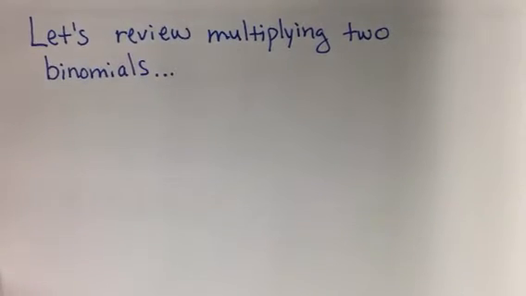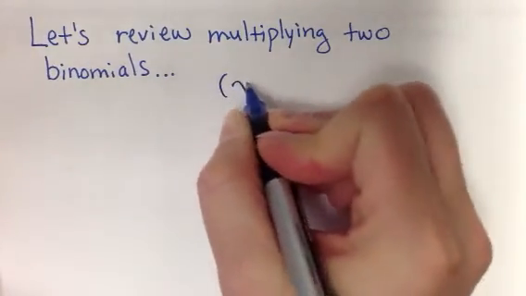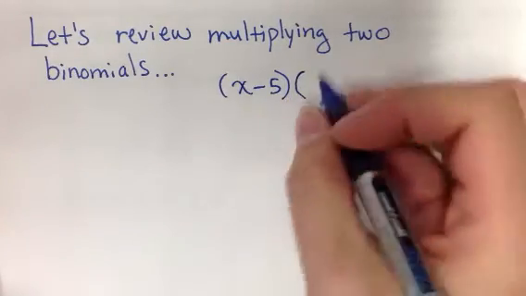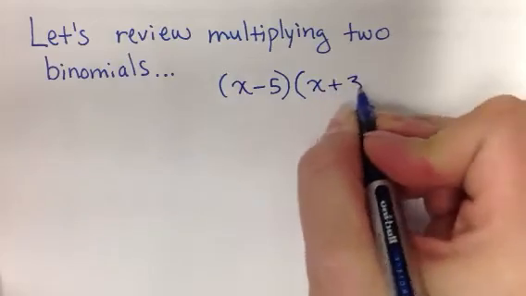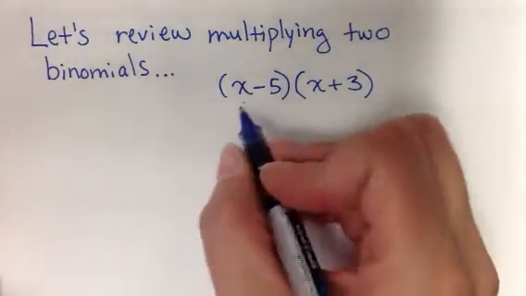Okay, to talk about factoring, we really need to review multiplying binomials since it's the opposite. So let's do a quick example here. Let's do the difference of a number and 5 times the sum of a number and 3. Okay, many of you do it by FOILing.